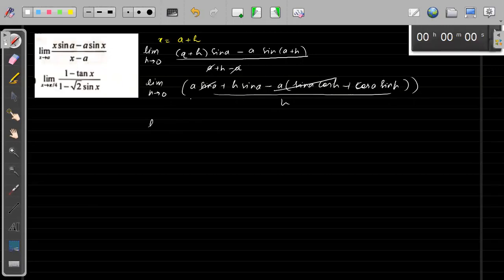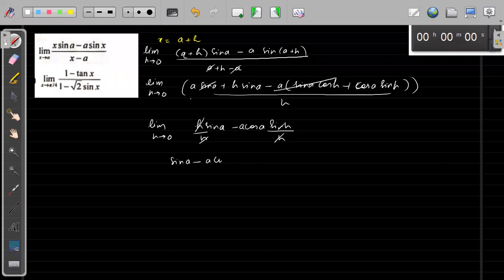So you'll have limit of h tending to 0, h sine a minus a cos a sine h divided by h. This h gets cancelled, this sine h by h becomes 1. So this becomes sine a minus a cos a. Same thing which we were getting before, right? I hope this one is okay for everyone.